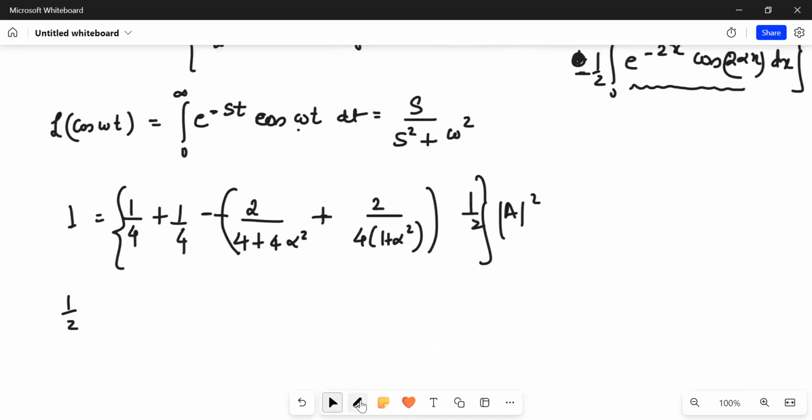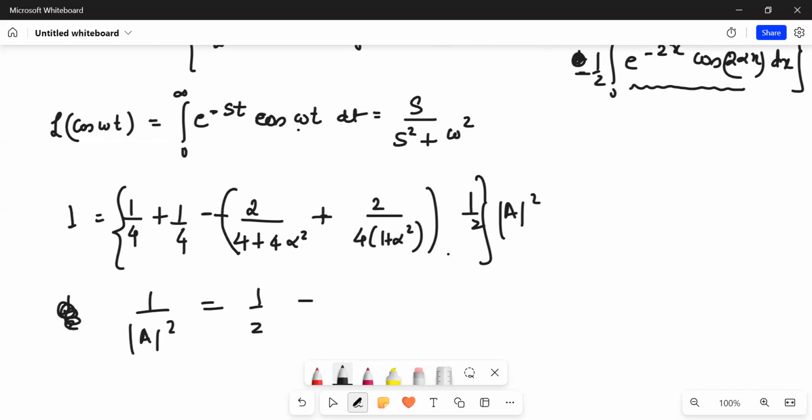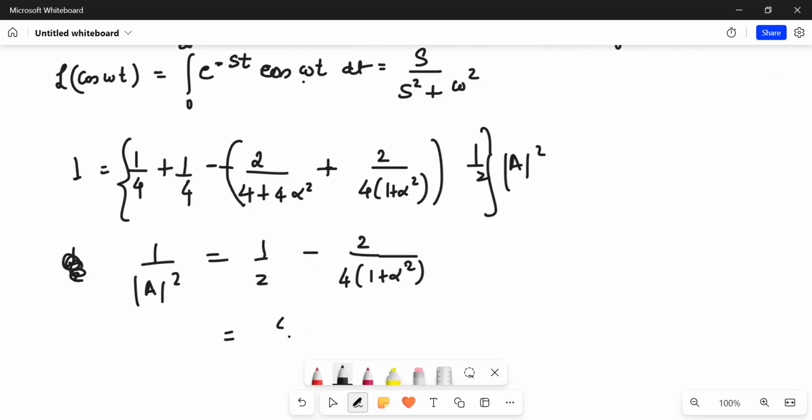Okay, so now just tell me what will be the answer. What would be the normalizing constant? So 1 upon modulus of a square would be equal to what? 1 upon 2 minus 1 upon 2 gets cancelled. So this is 2 upon 4 into 1 plus alpha square, right? And this will give you what? This will give you 4 into 1 plus alpha square minus 4 divided by, even if I take this out. There's a minus here, no?